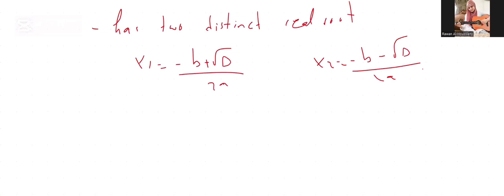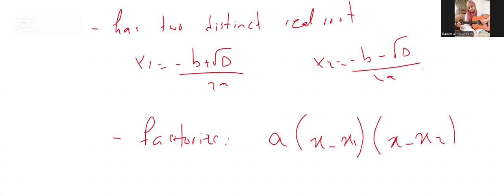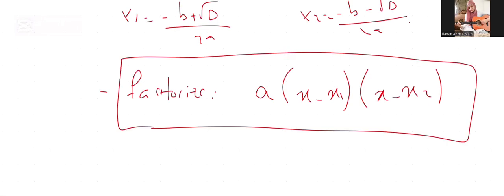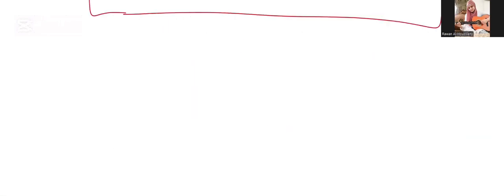So now, if we want to factorize this expression, if I want to do factorization and I have x1 and x2, in this part it equals a into x minus x1 multiplied by x minus x2. The x stays unknown while we have to substitute the values of a, x1 and x2. This we need to memorize. It's very important when delta is positive. This is the factorization I have for the polynomial.